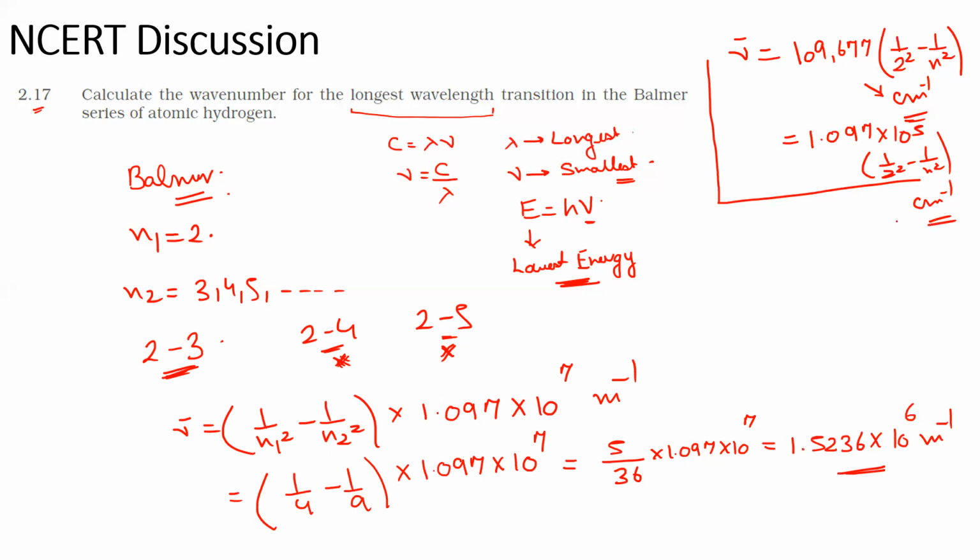To convert this centimeter inverse into meter inverse, this 10 to the power 5 will become 10 to the power 7. So this is the reason we have 10 to the power 7 in the formula. Remember this is meter inverse. We use the inverse relation between centimeter and meters.